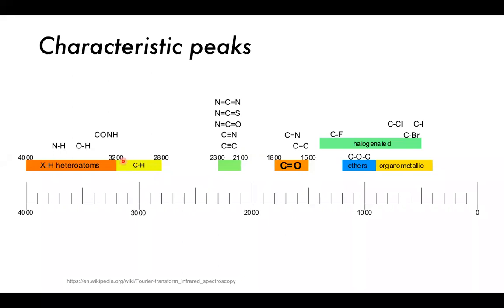Then from 2800 to 3200, we have the CH peaks, so carbon hydrogen peaks. So these are also useful for identifying hydrocarbons in our system. And then from 3200 to 4000, we have our XH, our heteroatoms, where we have our NH, we have our OH, and we have our CONH.